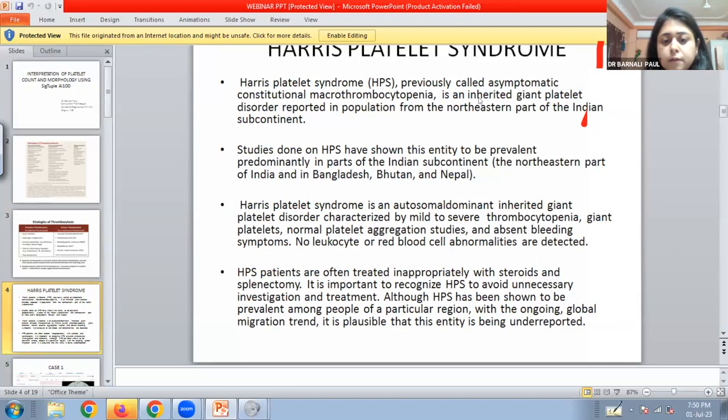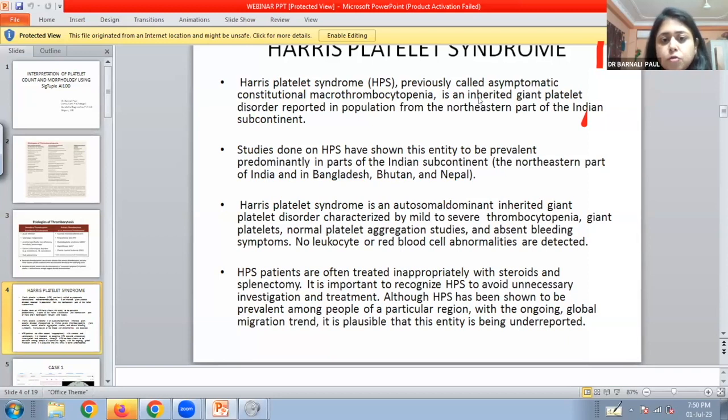The thrombocytopenia was mild to severe. Giant platelets were seen, but the platelet aggregation studies were normal, and the patients did not have any bleeding symptoms or had very minimal bleeding symptoms. The leukocyte and RBC abnormalities were not detected. It was mainly the platelet count which was low along with giant platelets. It is an inherited giant platelet disorder, and the mode of inheritance is autosomal dominant.